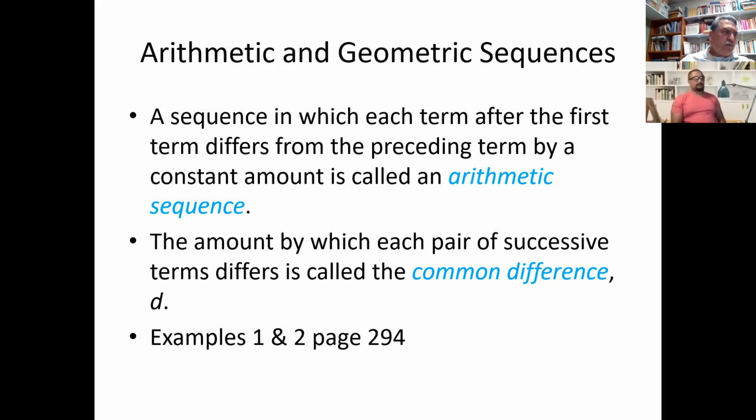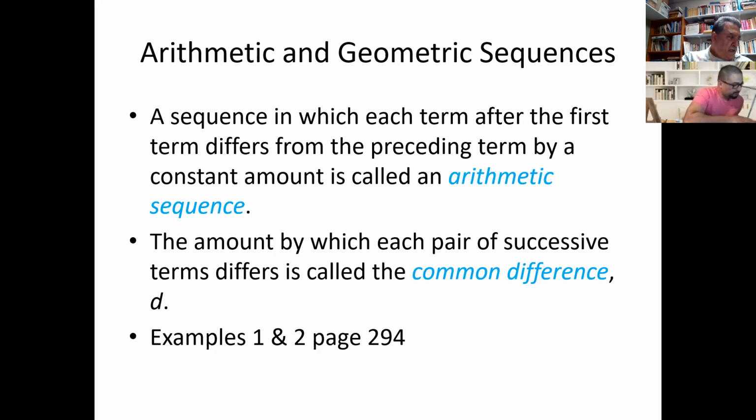If you look at page 294, you see a sequence in which each term after the first term differs from the preceding term by a constant amount is an arithmetic sequence. For example, in example 1, you have 6, 10, 14, 18, 22, and goes to 26. From the first element to the second element, the difference is 4. Then again 4, and again 4. Each time it moves by 4. The amount that each one differs from the previous one is called the common difference, which is 4.